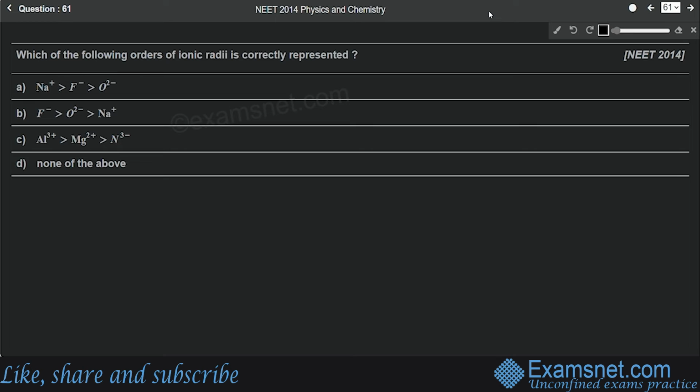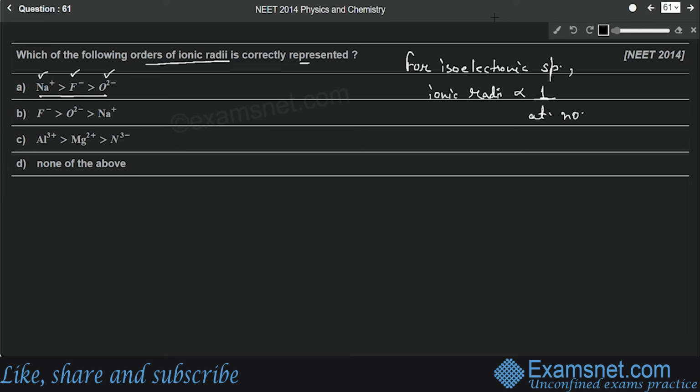Question number 61 is from the chapter Classification of Elements and Periodicity in Properties, and the question is, which of the following orders of ionic radii is correctly represented? So if you look at the options, you'll see that all the species mentioned in an option are isoelectronic species. Okay, Na plus ion, fluoride ion and O2 minus ion. All these are isoelectronic, that means containing the same number of electrons. And we know that for isoelectronic species, ionic radii is inversely proportional to the atomic number.